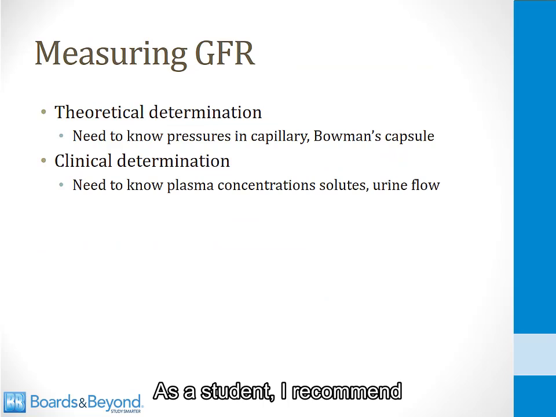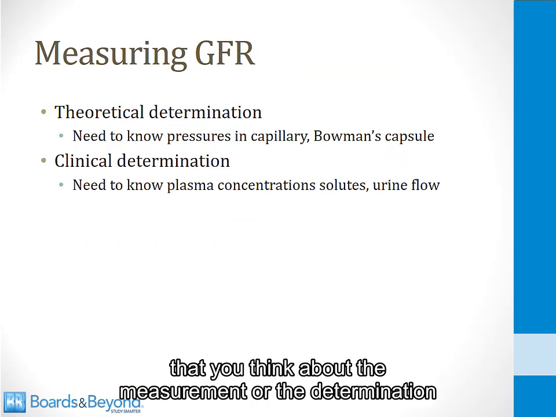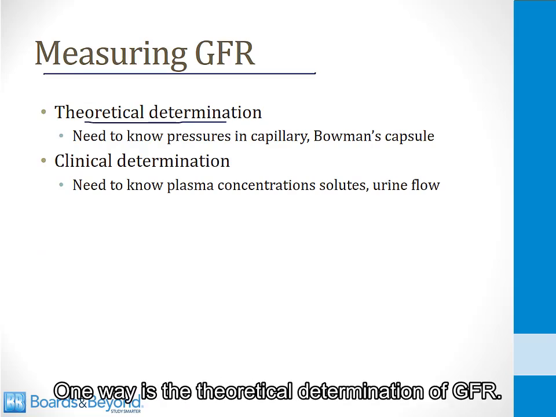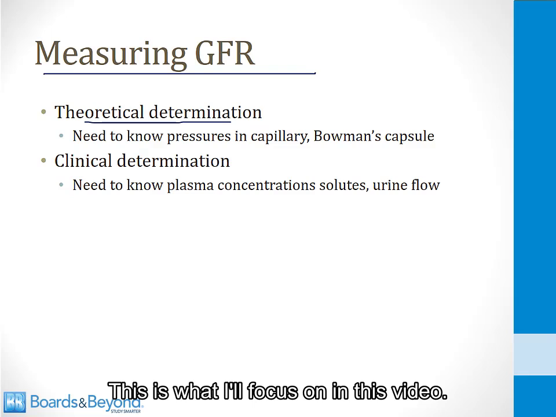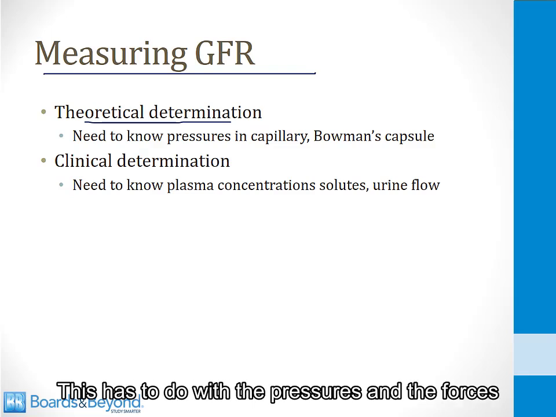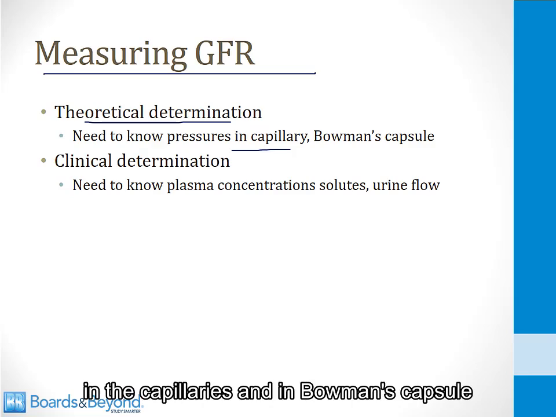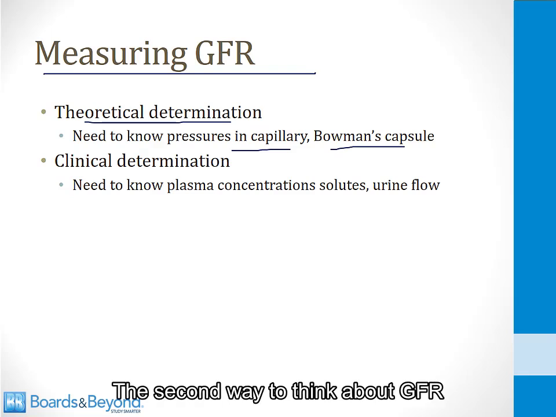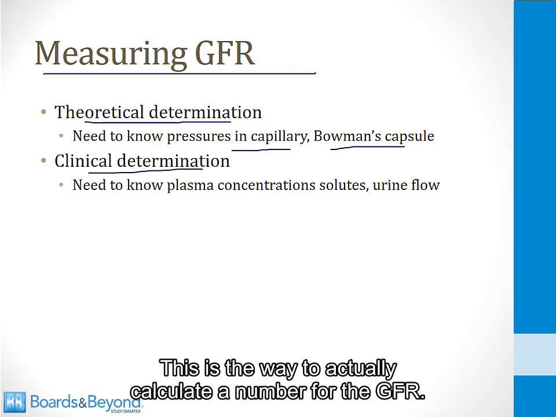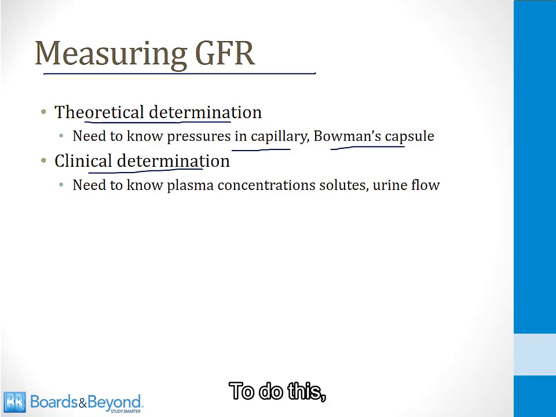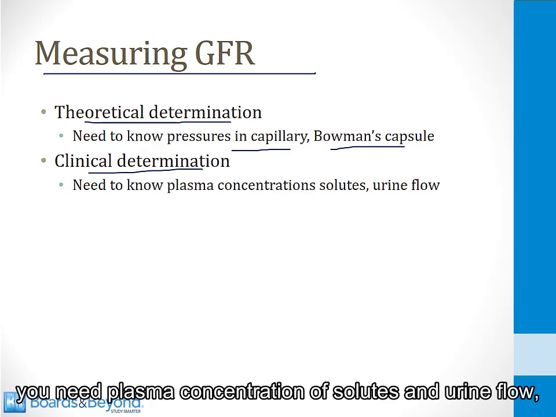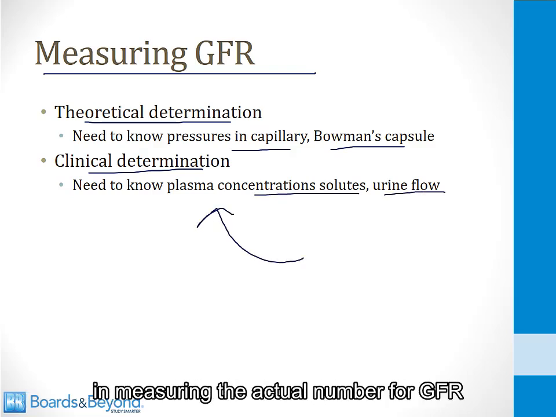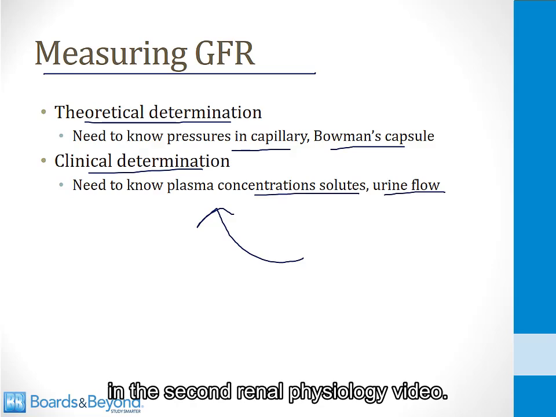As a student, I recommend that you think about the measurement or the determination of the glomerular filtration rate in two ways. One way is the theoretical determination of GFR. This is what I'll focus on in this video. This has to do with the pressures and the forces in the capillaries and in Bowman's capsule that determine the GFR. The second way to think about GFR is the clinical determination. This is the way to actually calculate a number for the GFR. To do this, you need plasma concentration of solutes and urine flow, and I'll talk about all the math in measuring the actual number for GFR in the second renal physiology video.